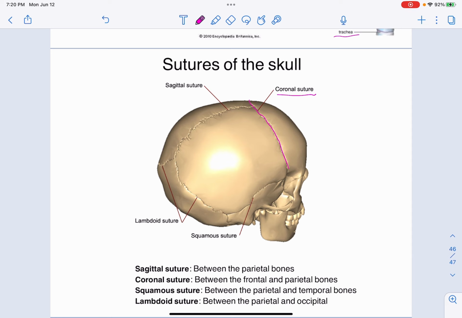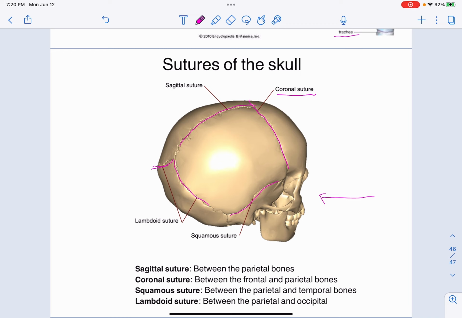We talked a little bit about this when we were talking about joints. There's a sagittal suture running along the midline. There's a squamous suture here along the temporal bone and the parietal bone. And then there is a lambdoid suture, which forms kind of an upside down V between the parietal and the occipital bone. So also take a look at all of the sutures and make sure that you can identify them all.